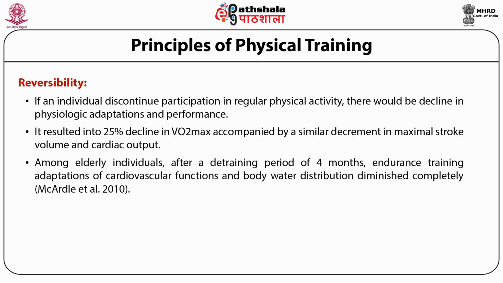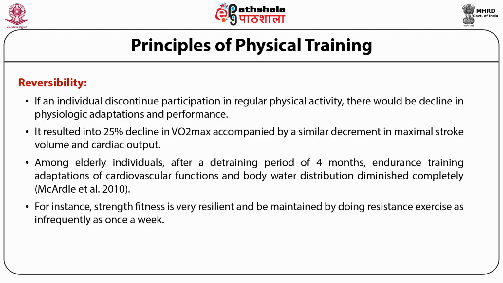Among elderly individuals, after a detraining period of 4 months, endurance training adaptation of cardiovascular functions and body water distribution diminished completely. This is revealed by the study of McArdle et al. in 2010. The rate of decline in fitness level may not be the same across various physiological and metabolic functions. For example, strength fitness is very resilient and can be maintained by doing resistance exercises as infrequently as once a week, while cardiovascular and cellular fitness reverses more quickly, sometimes within just a few days or weeks.